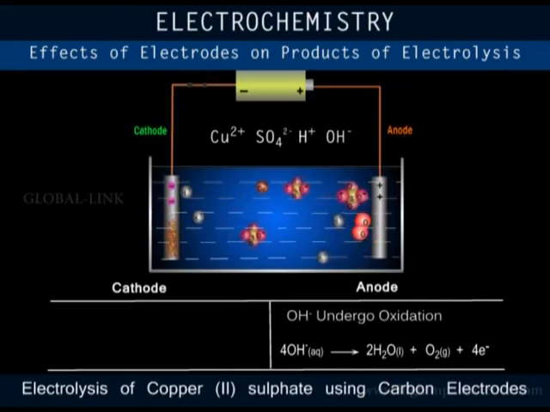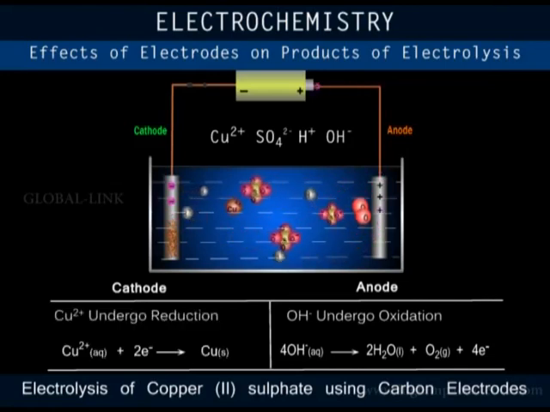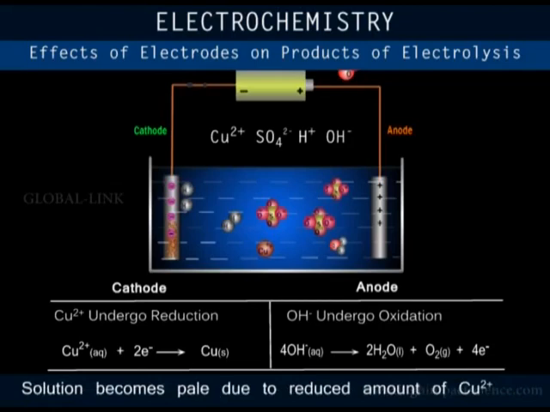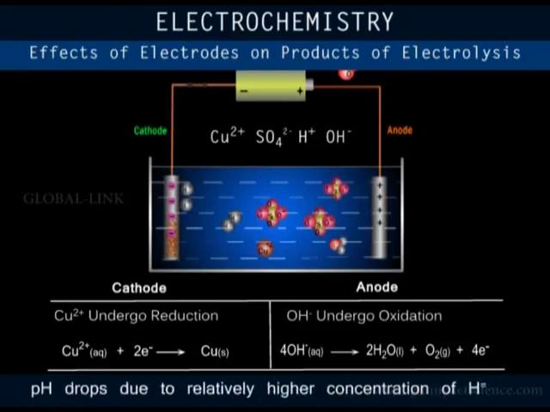At the cathode, copper ions are preferentially discharged over the hydrogen ions. They are reduced to copper atoms and hence the deposition of a brown solid, which is copper. This reduces the concentration of copper-2 ions in the solution and thus reduces the intensity of the blue color of the solution and it turns pale. The relative concentration of hydrogen ions increases and therefore the pH of the solution drops. The same products will be formed if we used platinum electrodes.